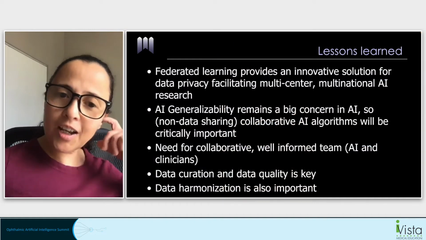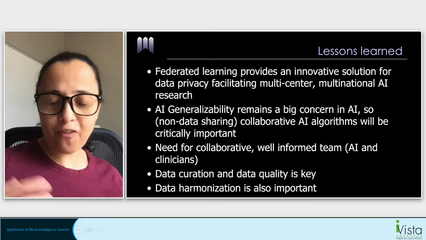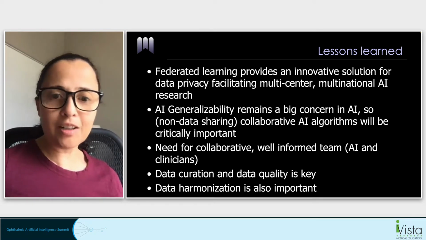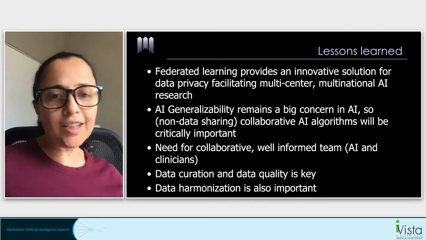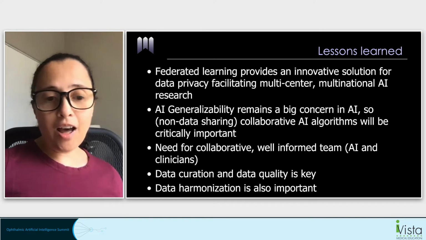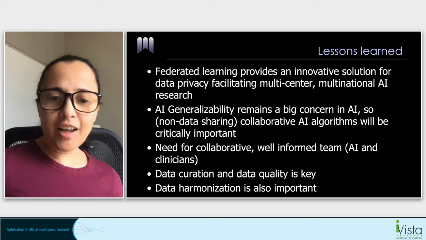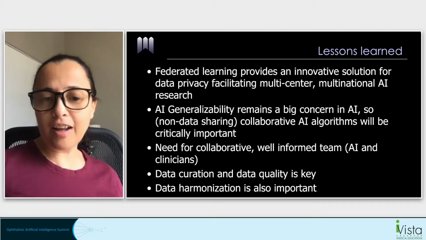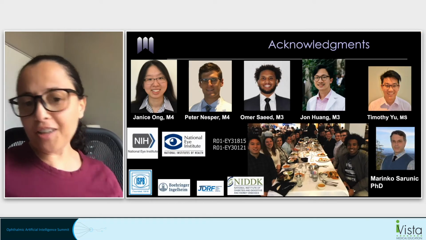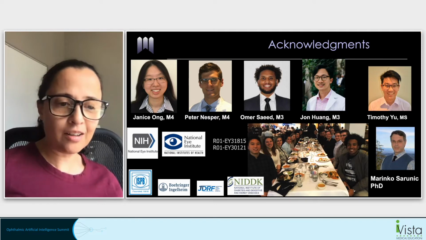So in summary, I believe that federated learning has a lot to offer us for facilitating collaborations between institutions, solving the problem of generalizability and bias by allowing multinational institutions with a diverse population to collaborate. The teams have to be very well versed, work well together, and taking time to do a good data curation and harmonization is very important. And finally, I thank you for your attention and thank my collaborators and my students who worked hard on this project.